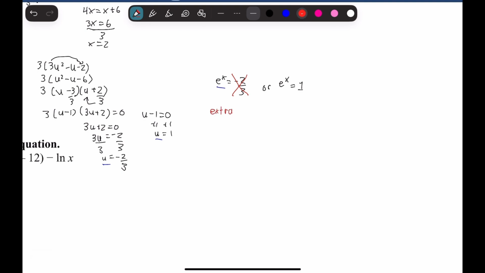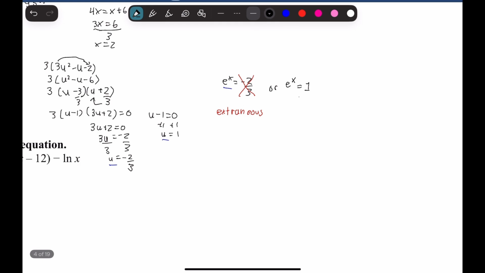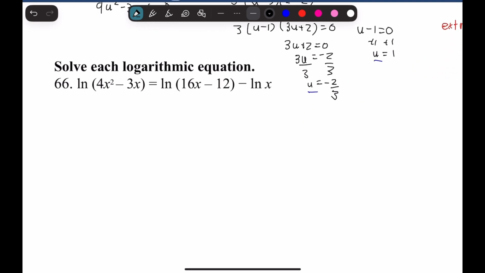This is not a log. It doesn't have restricted inputs. It's exponential. So e to the x equals 1, x is equal to 0. So, yeah, okay. So let's solve this one.